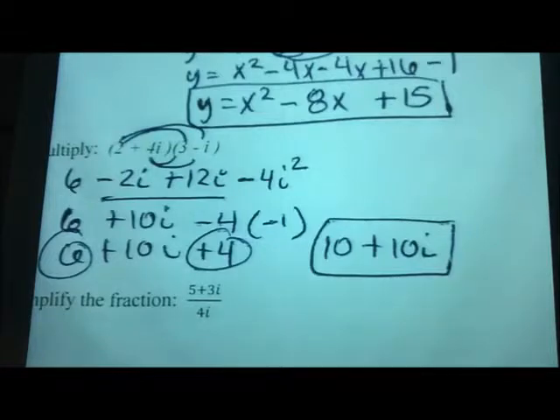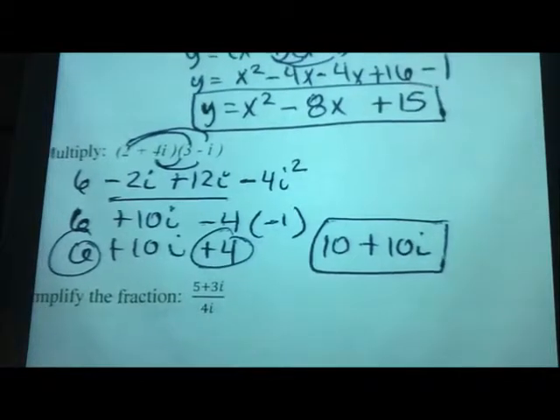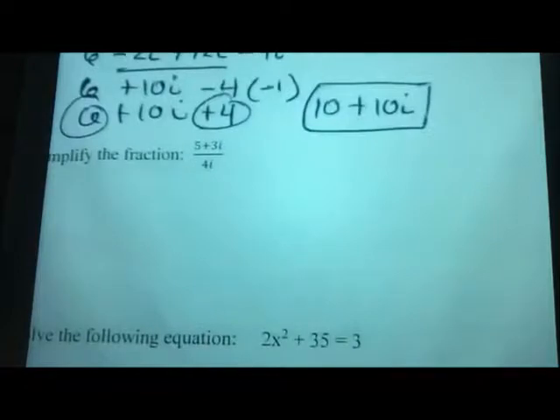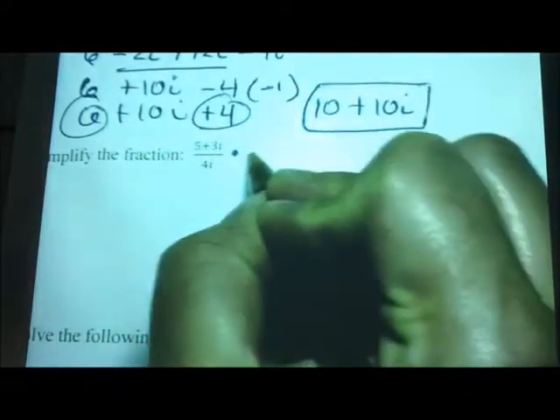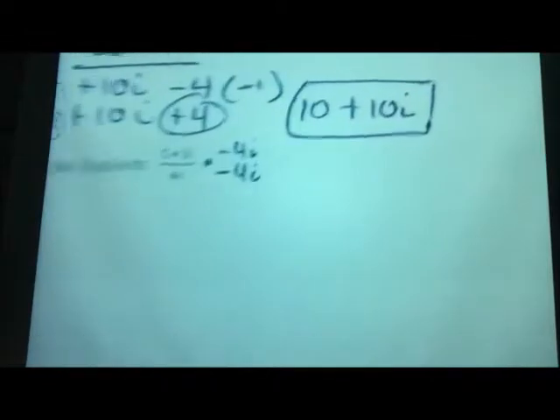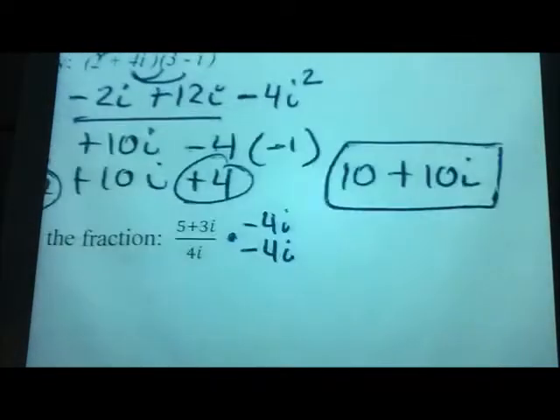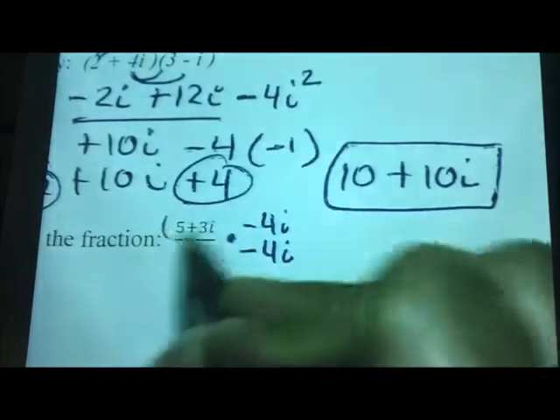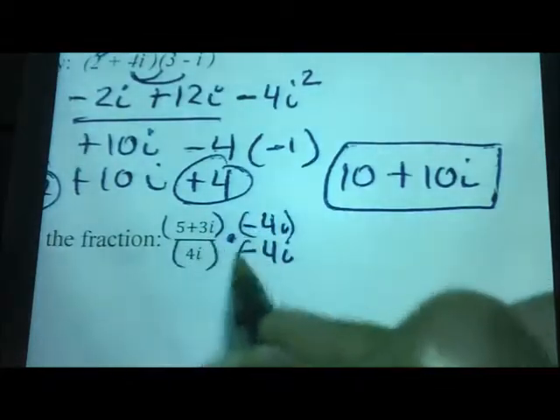Now for the next problem, when they want you to simplify that, the problem with this one is you cannot have an i in the bottom. So that's when you have to multiply both top and bottom by a negative 4i. So if they give you a positive 2i, you multiply times a negative 2i. So when I do this, I have to multiply the top together and the bottom.